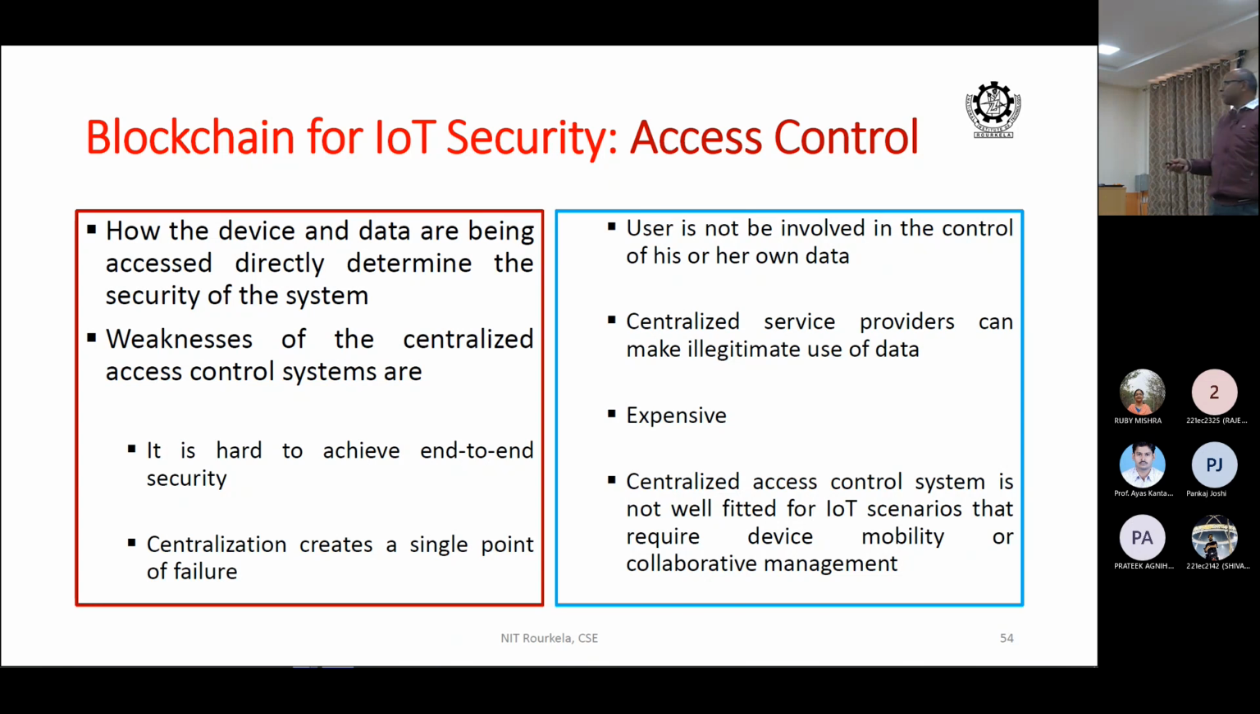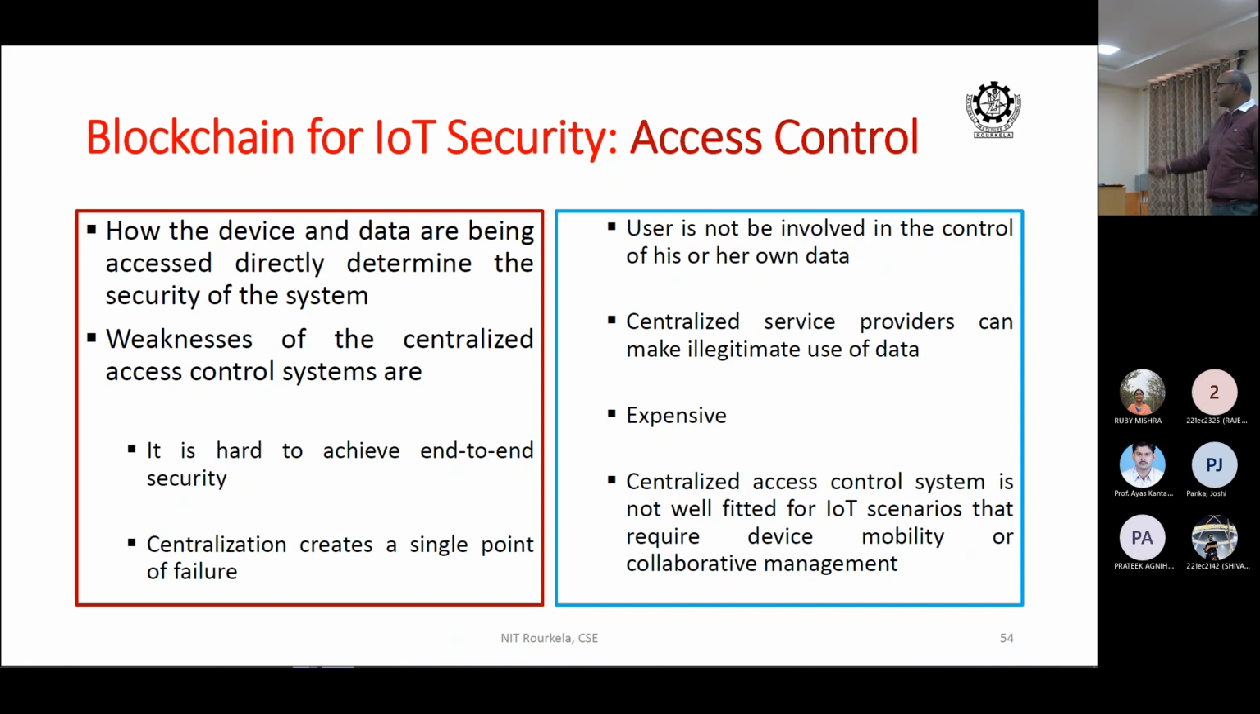Now, traditionally, the IoT infrastructure is a centralized infrastructure with a central access mechanism, and this central access mechanism has some weaknesses. The centralized access control system makes security hard to achieve, and end-to-end security is not possible. The centralized architecture is a single point of failure. If the central system fails, the availability fails, and all the security credentials also fail.